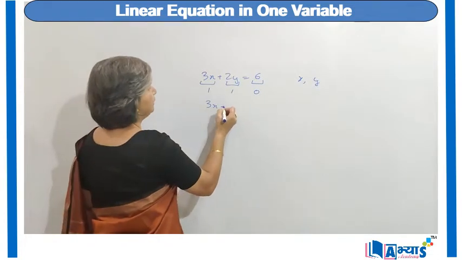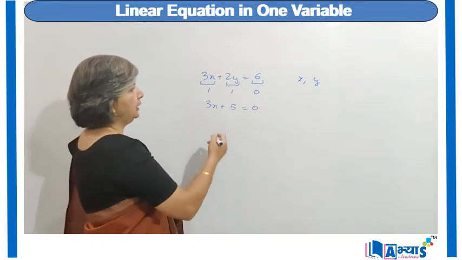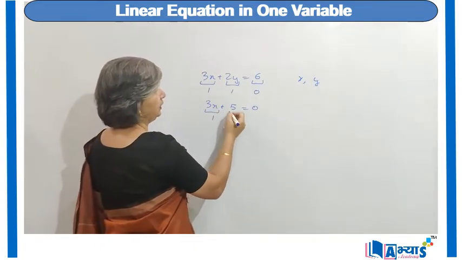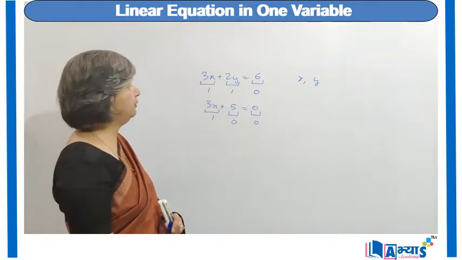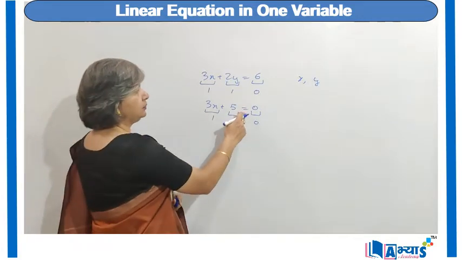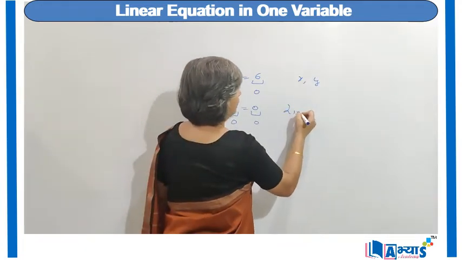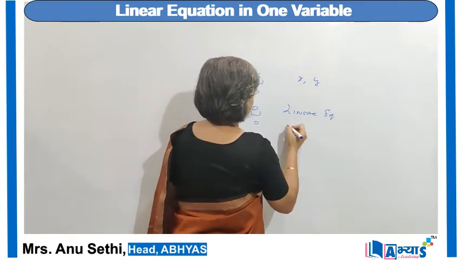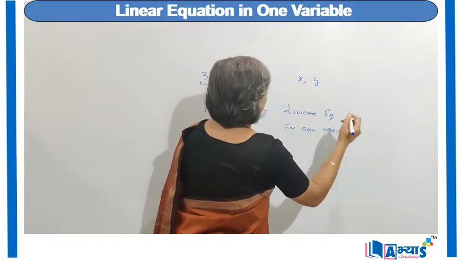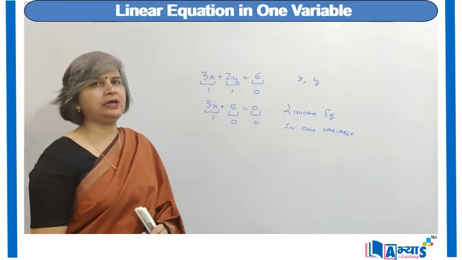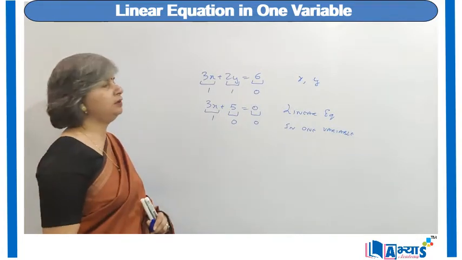Whereas if I write 3x plus 5 is equal to 0, now this is a linear equation in one variable because all the terms are, this is of degree 1, this is of degree 0, this is again of degree 0. That means all the terms are of degree 1 or less than 1, and we have an equal to sign, and we have only one unknown, that is x. So it is a linear equation in one variable. So whenever we have a linear equation and if it has only one variable, then it will satisfy the concept of linear equation in one variable.